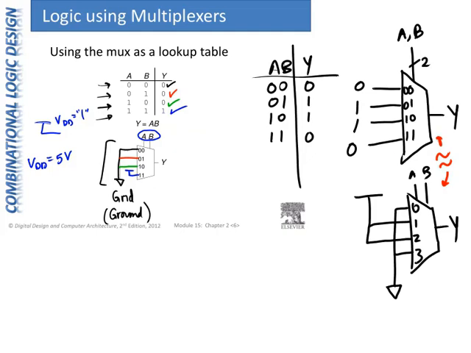But there is an advantage here. The advantage is that I can change the function. I don't have to change the hardware, just the connections of the inputs. So I can change the function from an AND gate to an XOR gate just by changing what I tie the inputs to.